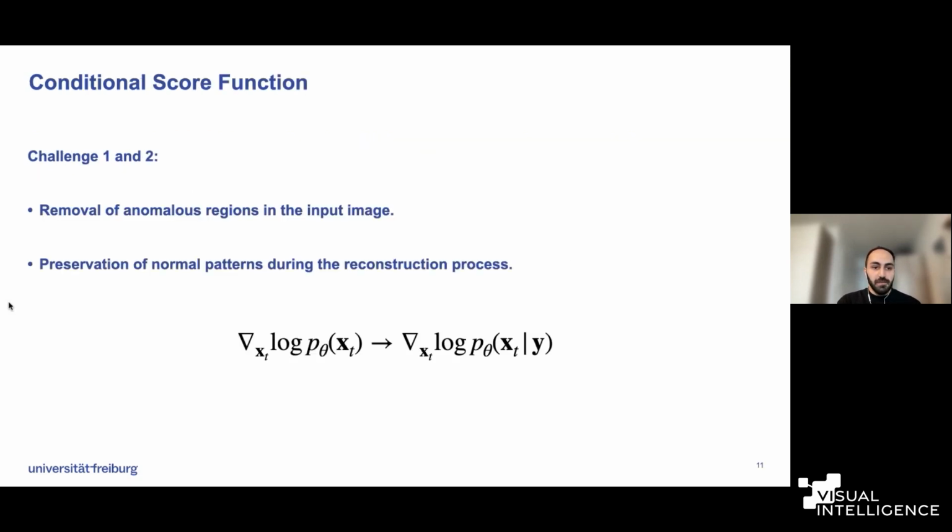So if you remember, I said we have two challenges in anomaly detection. The first is that we don't want to generate new samples. We don't want to generate, for example, just any object; we want to exactly generate the same object. And we also want to reconstruct or remove the anomalous part and also preserve the normal pattern. So instead of using a score function, we use a conditional score function. We condition it on y, which could be any image. In our case, it's going to be the anomalous input image. And then we try to modify the sampling process a bit, which becomes interesting for our project.